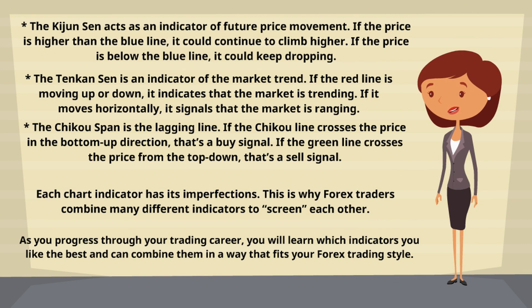The Kijun-sen acts as an indicator of future price movement. If the price is higher than the blue line, it could continue to climb higher. If the price is below the blue line, it could keep dropping. The Tenkan-sen is an indicator of the market trend. If the red line is moving up or down, it indicates that the market is trending. If it moves horizontally, it signals that the market is ranging.